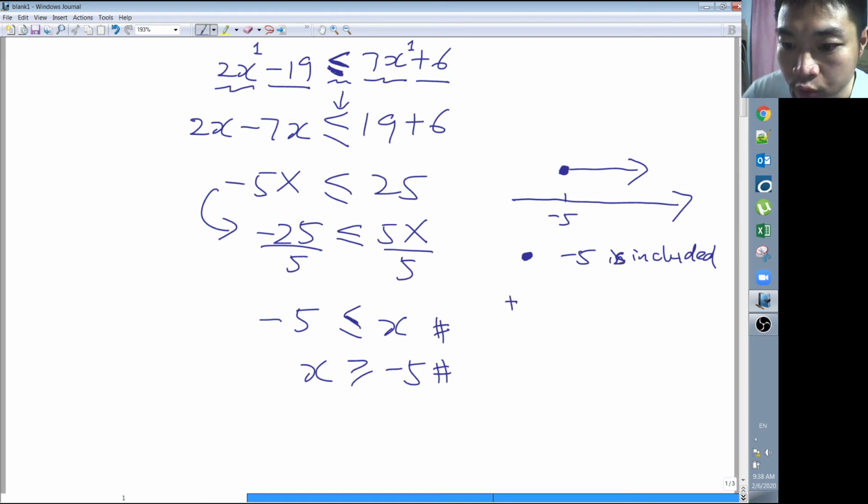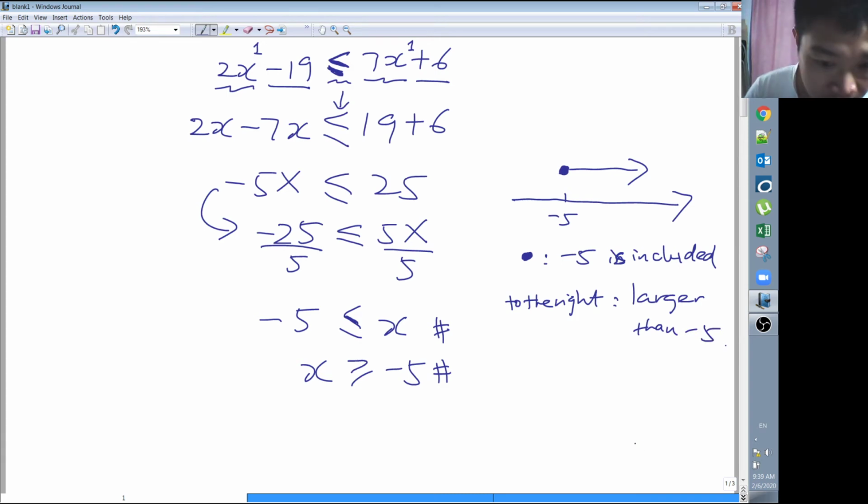Okay, and to the right means larger than -5 in this case. Okay, so this is the way to solve this inequality. Okay, the important thing to note here is this step.